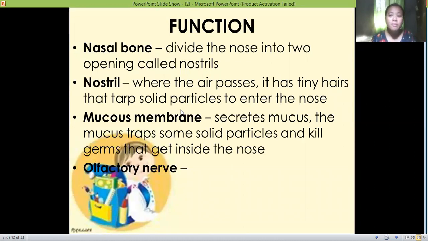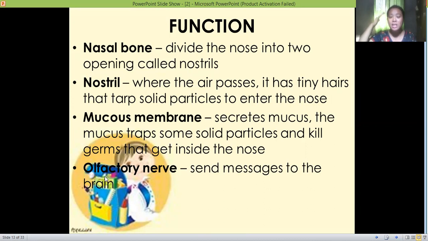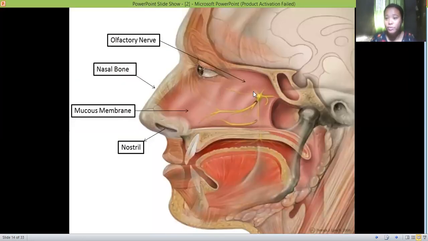Next is the fourth one or the last one. It is olfactory nerve. Can you please say it? Very good. Olfactory nerve. What is the work of olfactory nerve? The work of olfactory nerve is to send messages to the brain. For example, you smell something. The olfactory nerve sends the message to your brain, and then you think, this one is soy sauce. It smells like soy sauce. So that is the work of olfactory nerve. Ito yung mga nerve na yan.